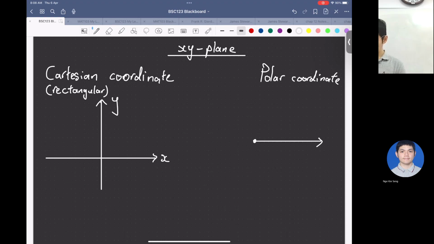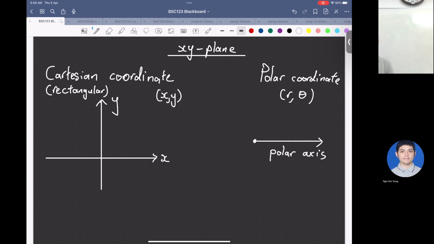Let me write down the coordinates first: x, y, and r, theta. For both of them, you need two dimensions, because x, y is a two-dimensional vector space. So definitely you need two independent bases. In polar coordinate, the two independent bases are r and theta. So the problem is, can you draw these axes out or not? In the textbook, they draw this axis and call it the polar axis.